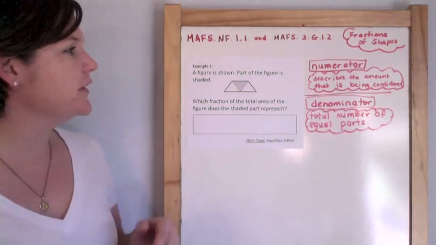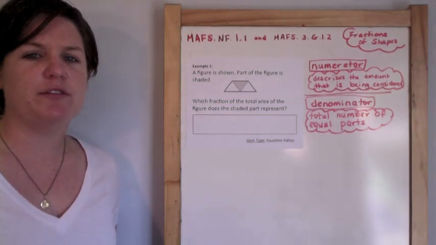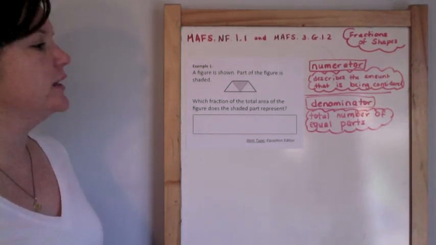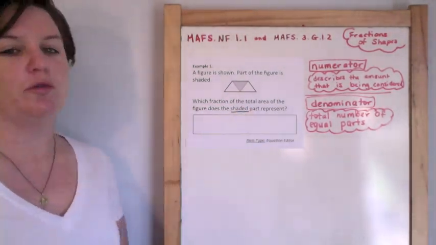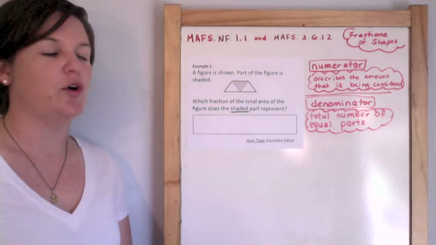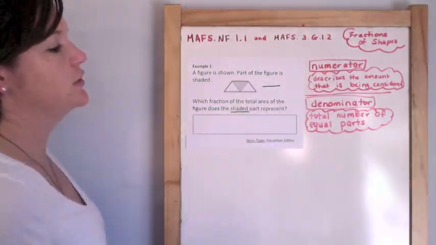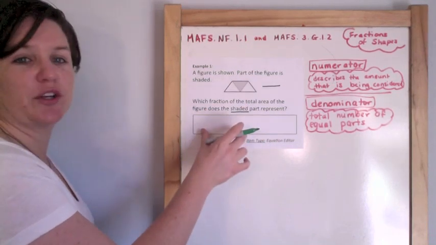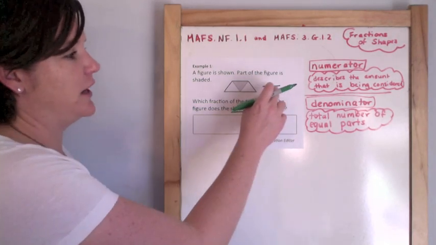So this question says, a figure is shown. Part of the figure is shaded. Which fraction of the total area does the shaded part represent? So I'm going to go ahead. I need a fraction, so there's my fraction bar. I'm doing my work out here, and my answer is going to go in here because it is an equation editor. But here's my fraction bar.